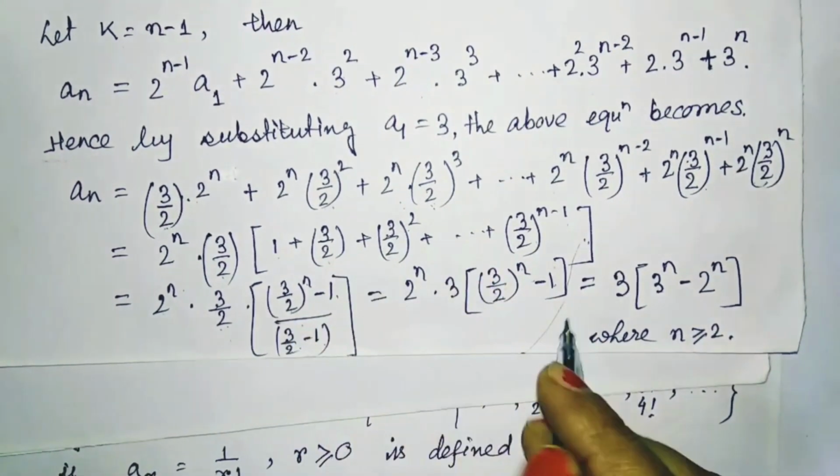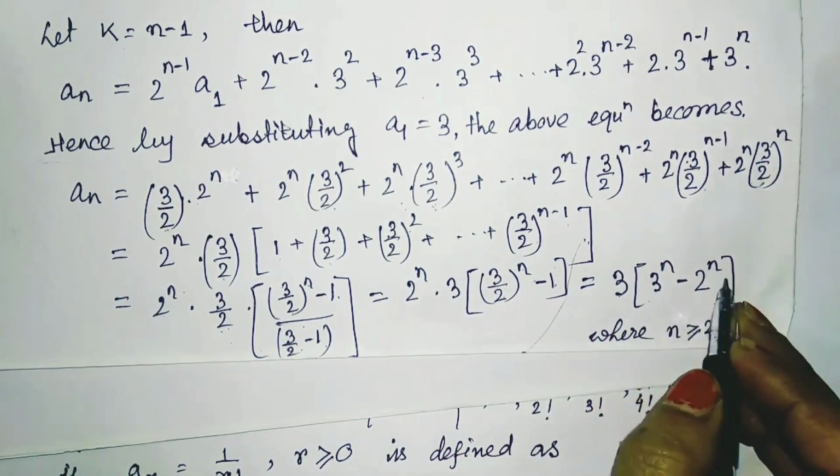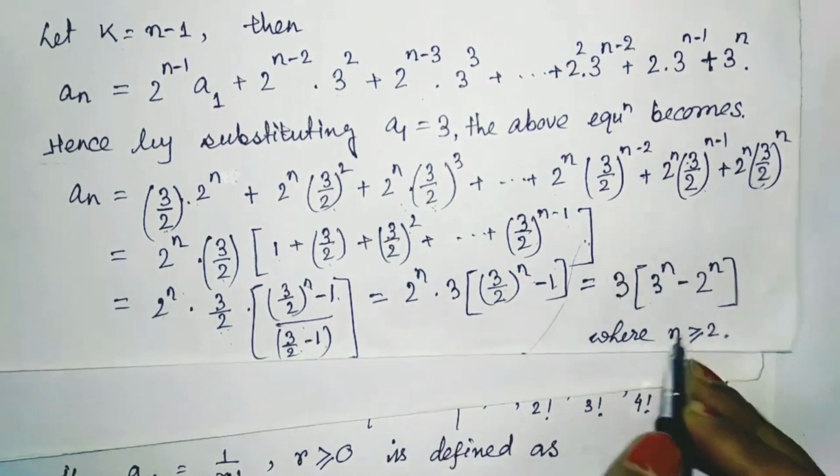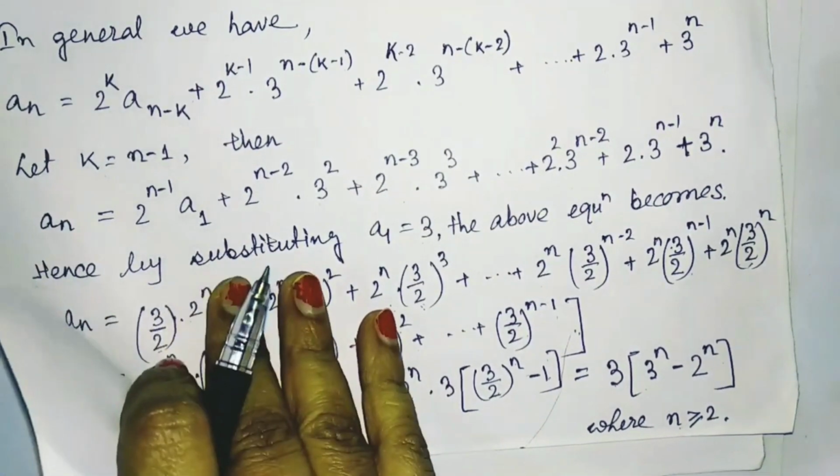So after this cancellation, we will find 3 into 3^n minus 2^n, where n is greater or equal to 2. And hence this is the solution for this recurrence relation.